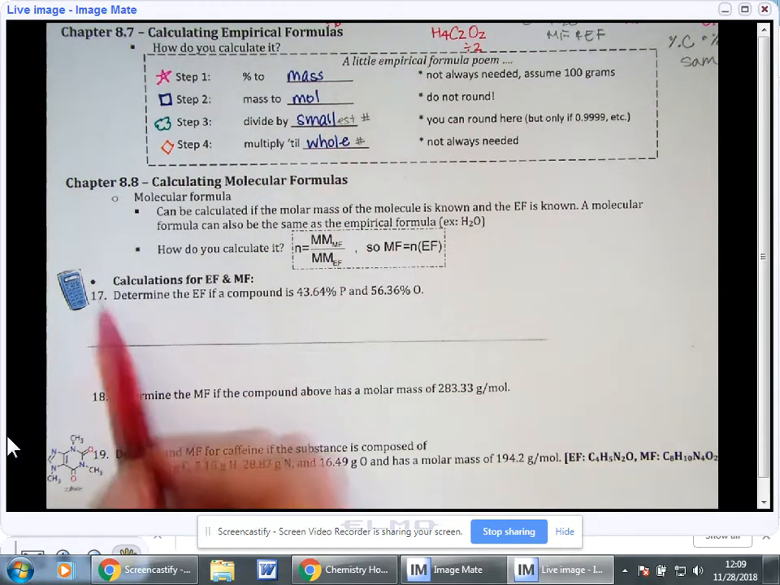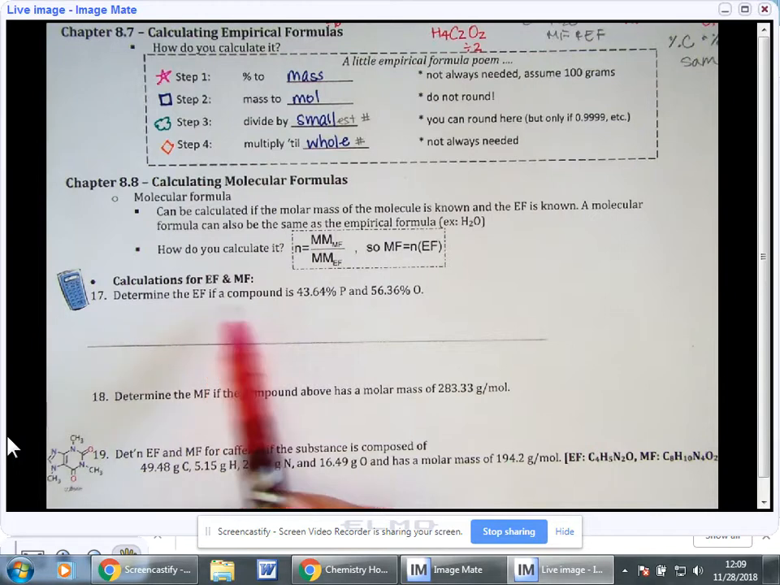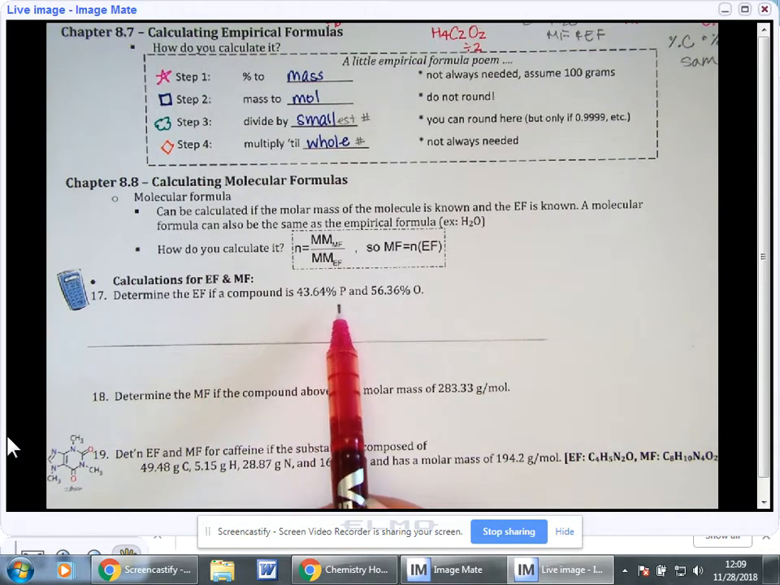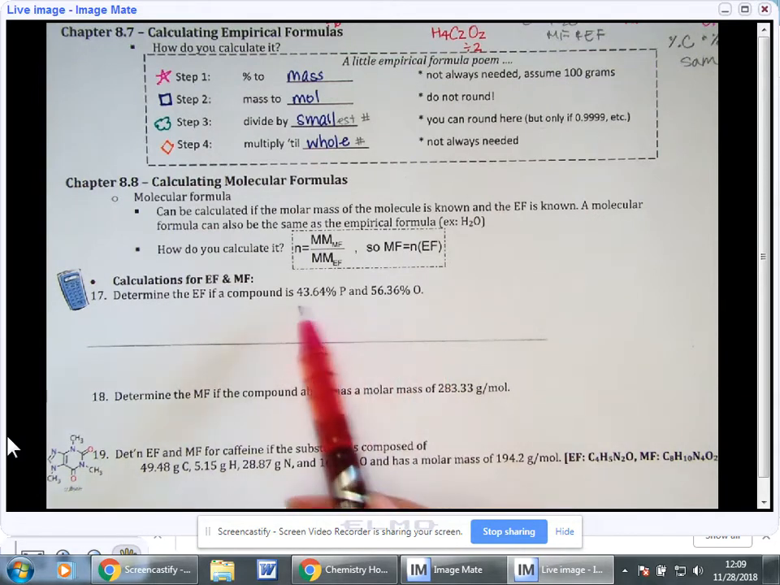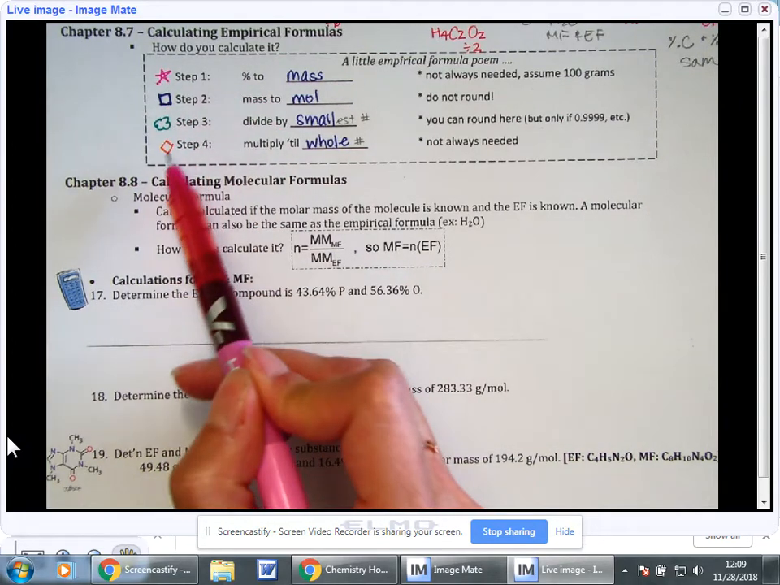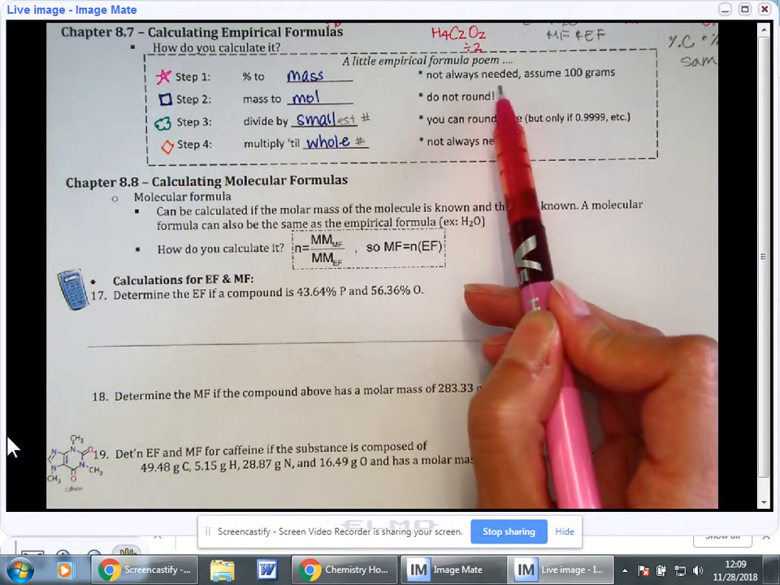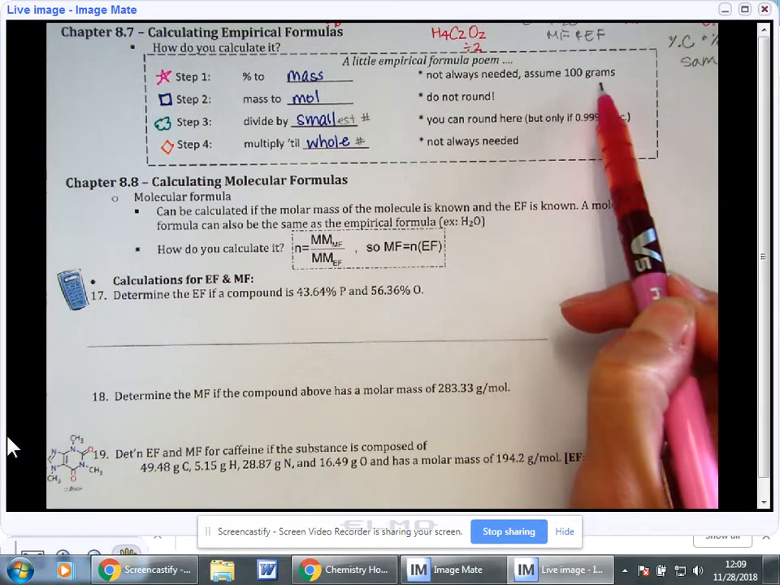And I'll show you with example number 17. So we'll skip this section for now. For number 17, it says, determine the empirical formula if a compound is made out of 43.64% phosphorus and 56.36% oxygen. So right now they gave us the percentages. I'm going to convert the percentages to mass. We don't always have to do this if they already give us the mass, but in this case they didn't. They give us percentages, so I'm going to assume I have 100 grams.